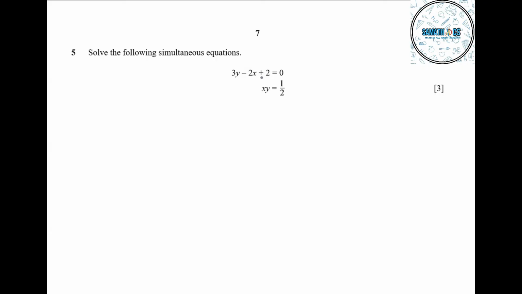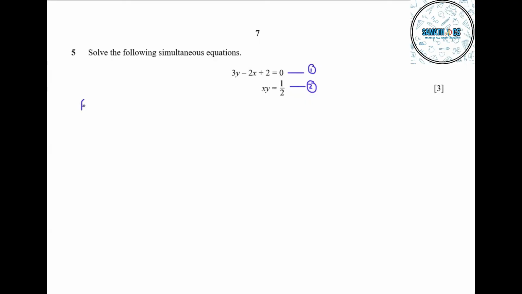In question number 5, we have to solve the simultaneous equations. One equation is 3y minus 2x plus 2 is equal to 0. Another equation is xy is equal to 1 upon 2. Now we can make x the subject or y the subject. If we make y the subject, we will get 1 upon 2x. But if we make x the subject, we get x is equal to 1 upon 2y. When we substitute 1 upon 2y, 2 and 2 will be cancelled out. So it's better to make x the subject from the second equation. This is equation 1. This is equation 2.